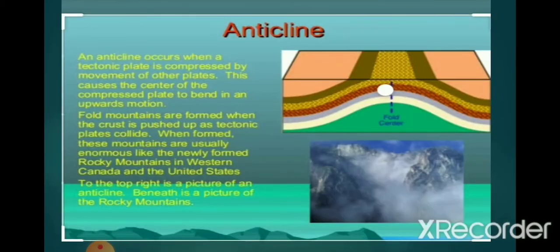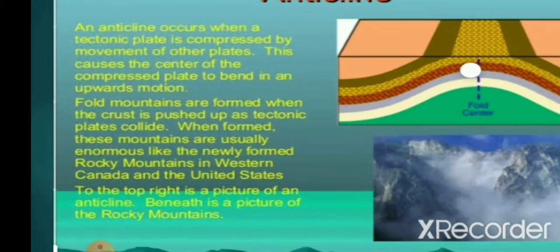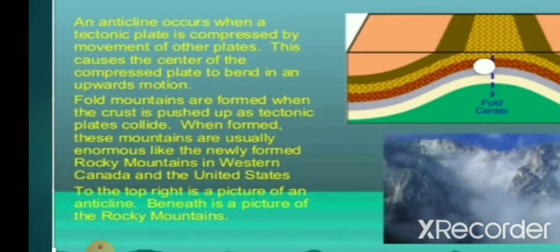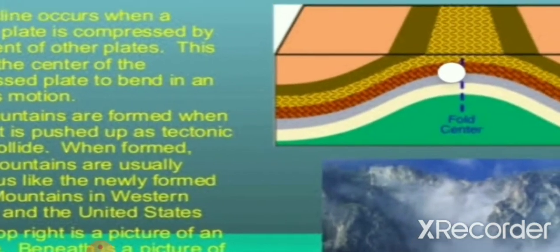Now we will see what anticline and syncline are in detail. First we will start with anticline. An anticline occurs when a tectonic plate is compressed by the movement of other plates. This causes the center of the compressed plate to bend in an upward motion. So we can see how it happens. You can see the image here. You just see the image.